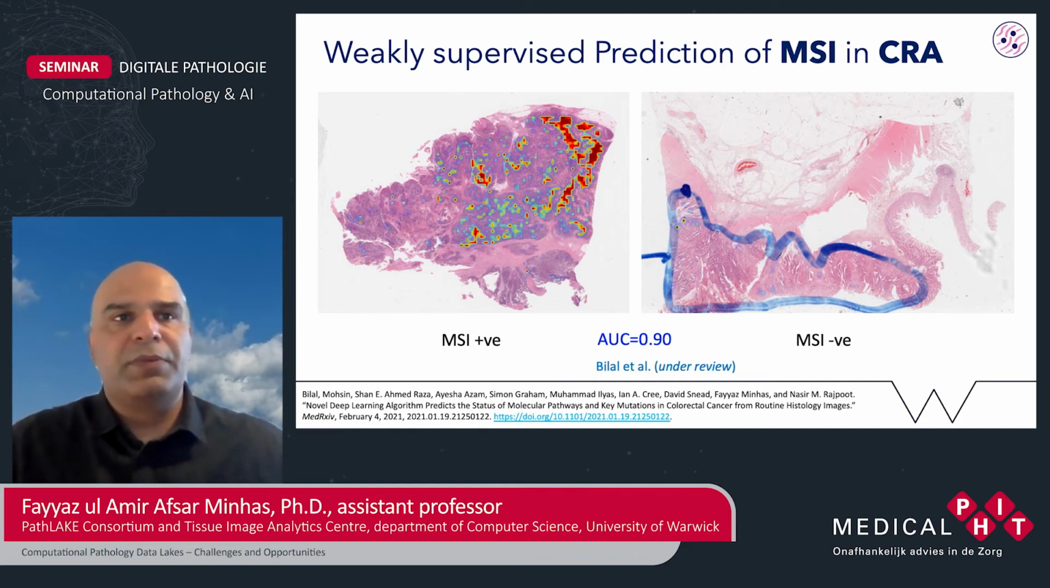This is an example of a weak supervision framework that gives very high AUC ROCs on a test set. And you can read a bit more about this paper that we call MSI classification at the link on your screen.